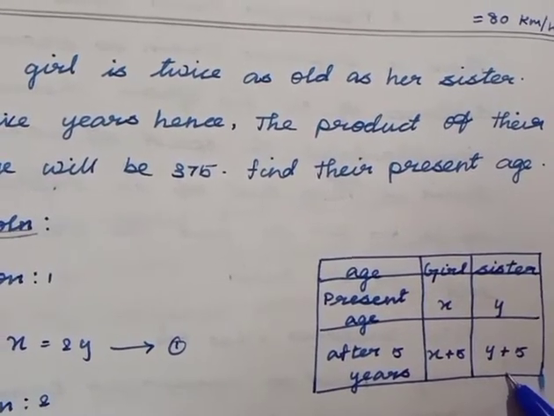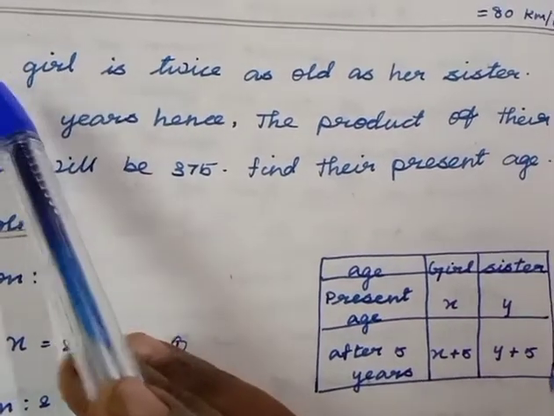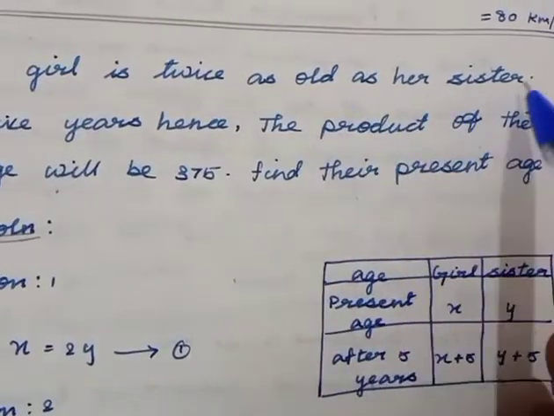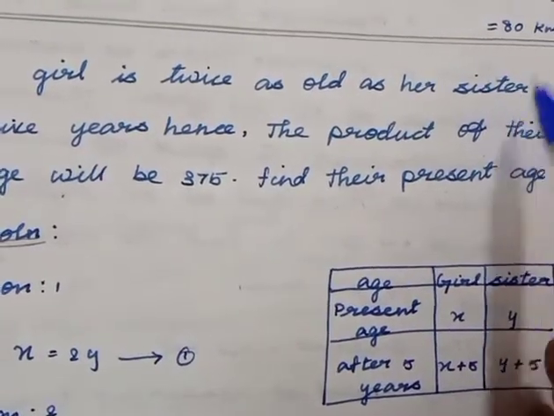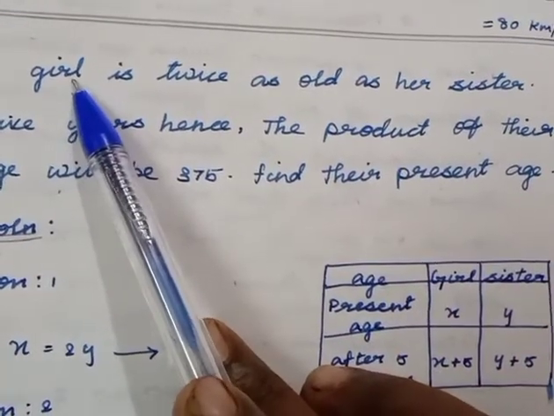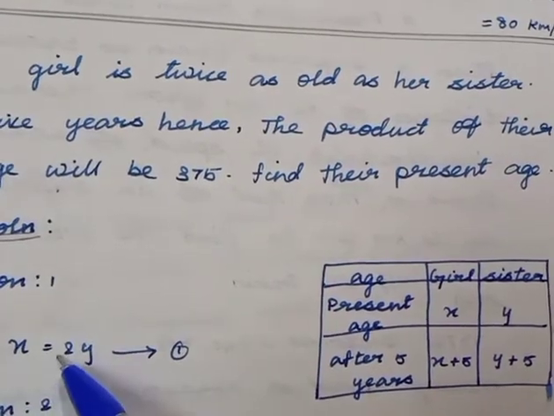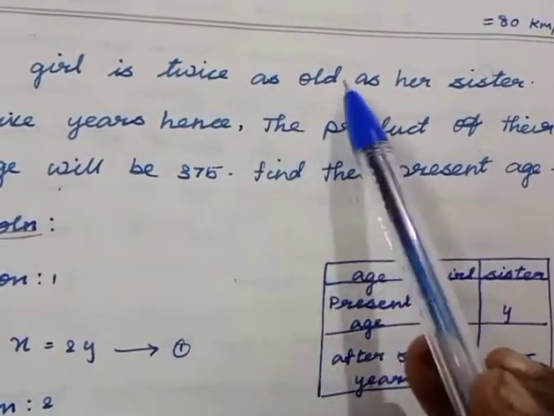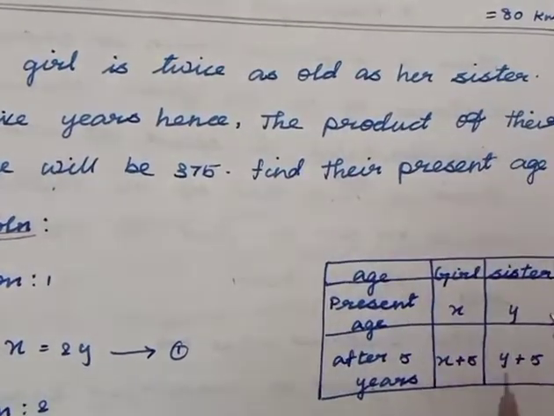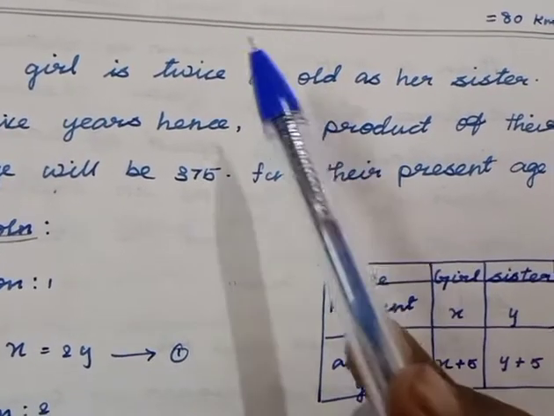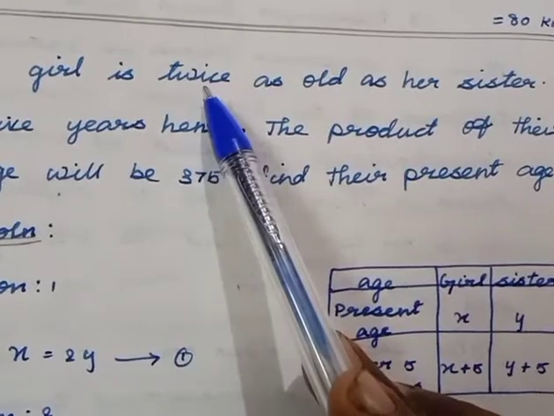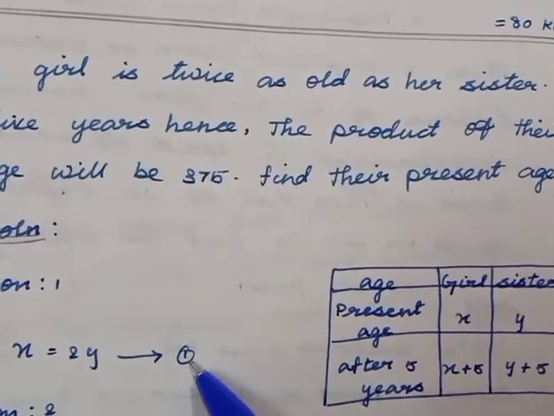Okay students? Yes. The first condition, a girl is twice as old as her sister. This is condition number 1. So what is the present age of the girl? x. That is equal to twice as old as her sister. What is the sister's age? y. So x is equal to 2y. Twice means 2 times. It is called equation number 1.